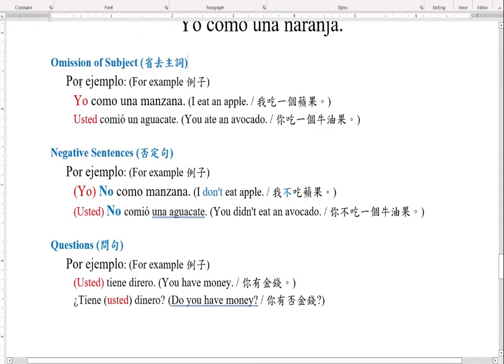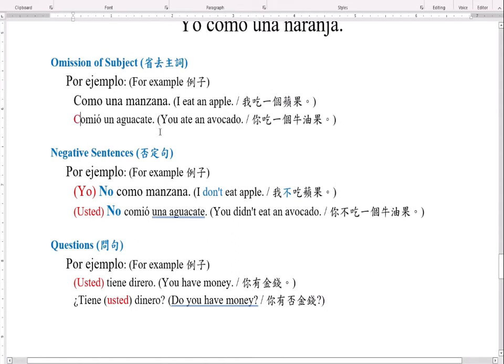Omission of subject. For example, Yo como una manzana. I eat an apple. In Spanish, we omit the pronoun yo. So we only say como una manzana, an omission of the pronoun. And the second sentence, usted comió un aguacate. You ate an avocado. In past tense, usted comió, and we omit the usted, so we only say comió un aguacate.